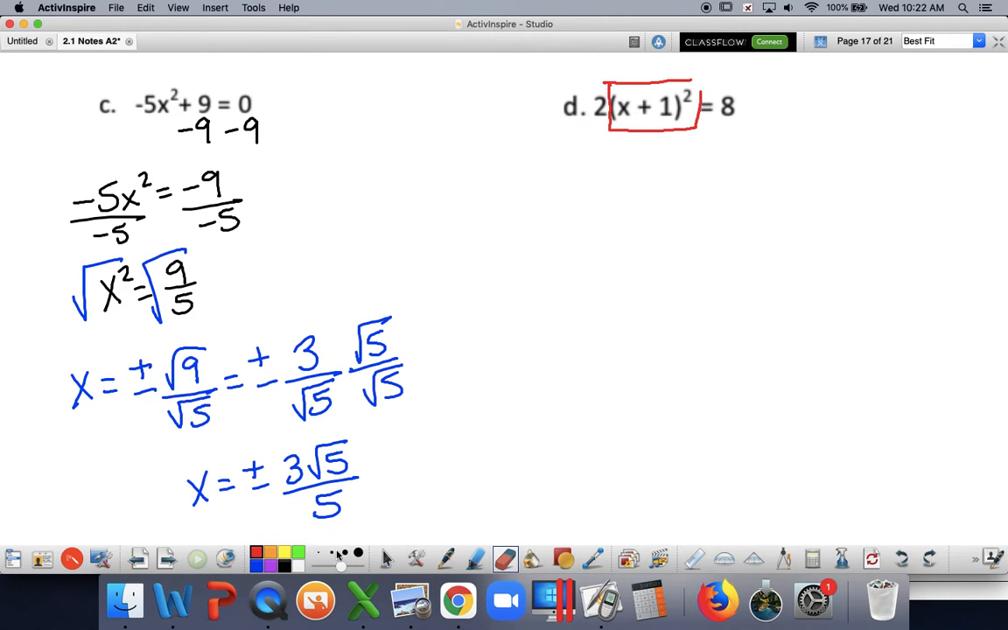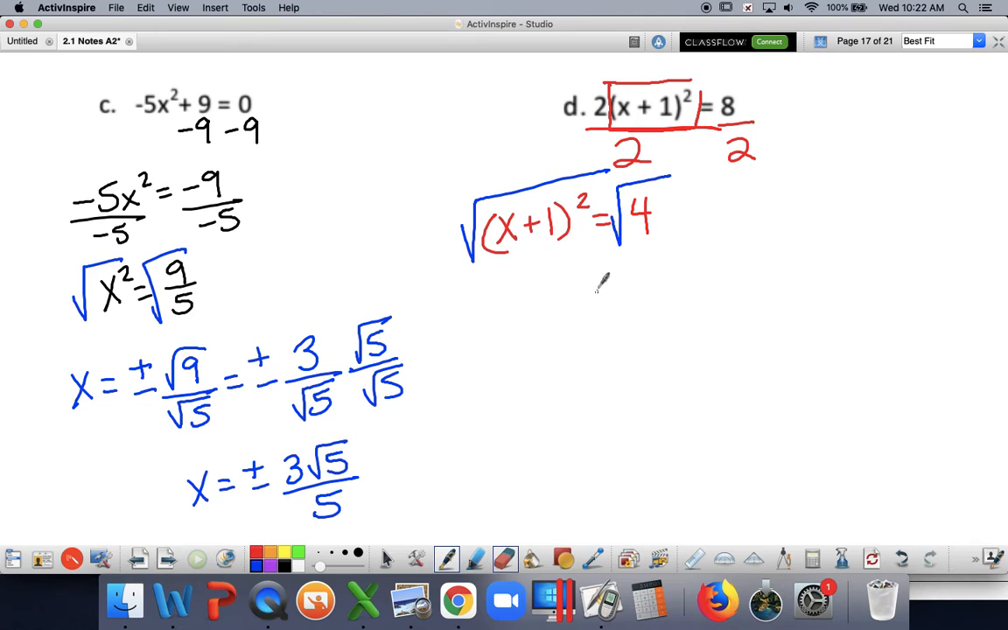What I need to do is get rid of this 2 out front. And since this 2 is being multiplied, I divide both sides by 2. And I get x plus 1 squared is equal to 4. Once I'm here, I've isolated the thing that's being squared. I can jump right to square rooting both sides. And I get x plus 1 is equal to positive or negative square root of 4.